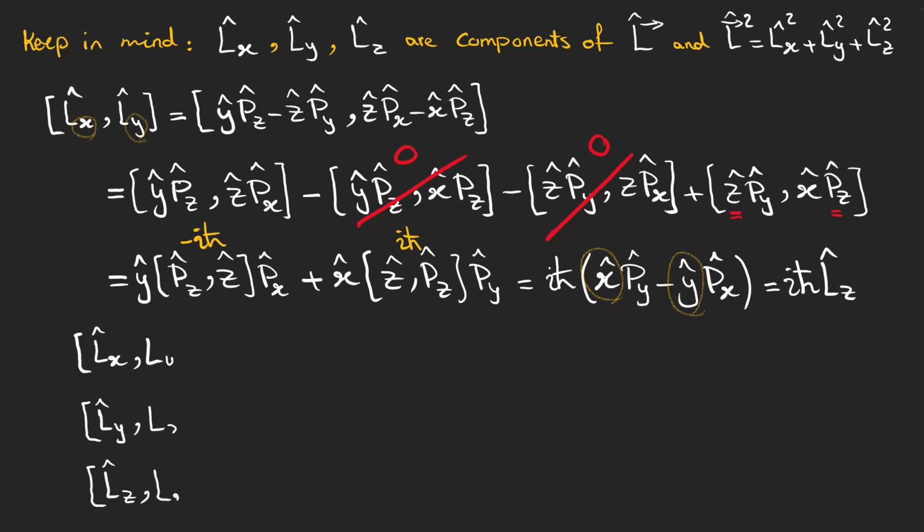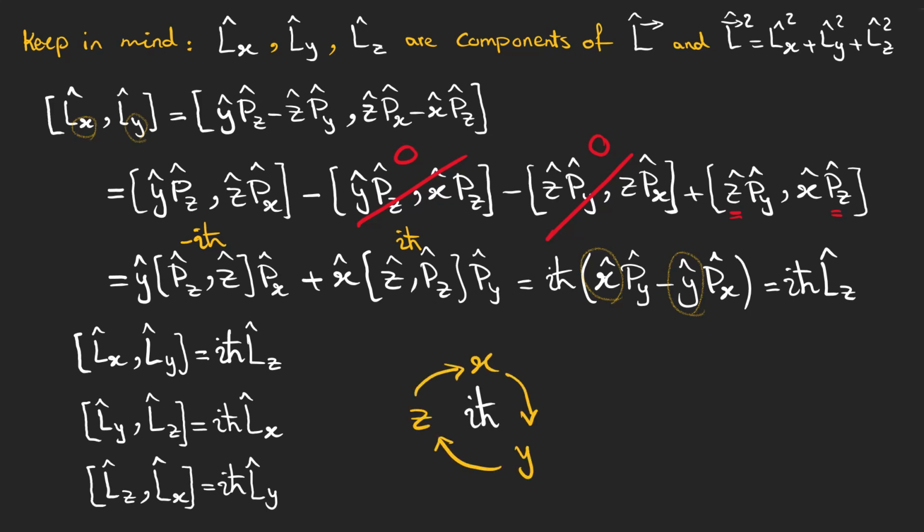If you do the same thing for other operators, you can see that lx and ly commute to be i h bar lz. Ly and lz commutation relation is i h bar lx, and as you can see, lz lx has the commutation relation of i h bar ly. So you need to pay attention to this cyclic order. If we have x, y, and then z, we have i h bar, and if we have x, z, for example, if you want to find lx and lz commutation, you can write it as minus i h bar ly.